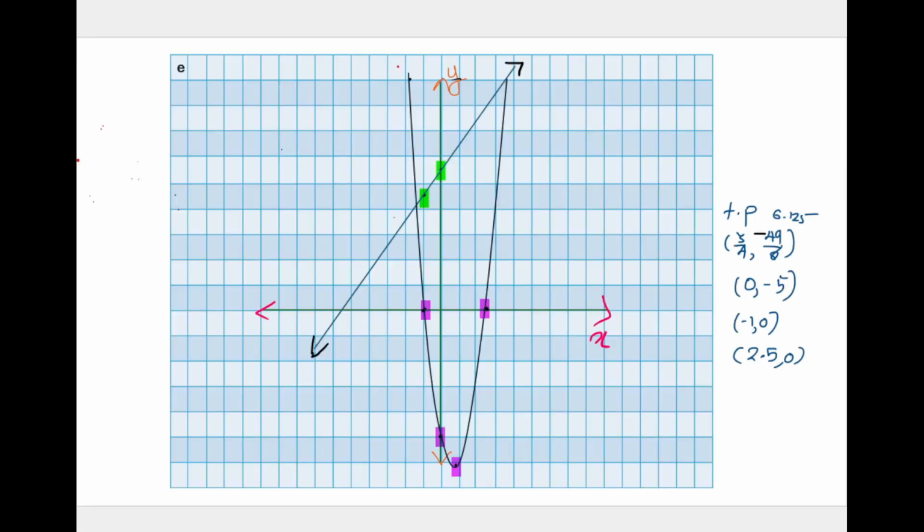Now mark the points of intersection. That is, one point is -1.54. Next one is 3.59. Now these are the solutions of the two equations.